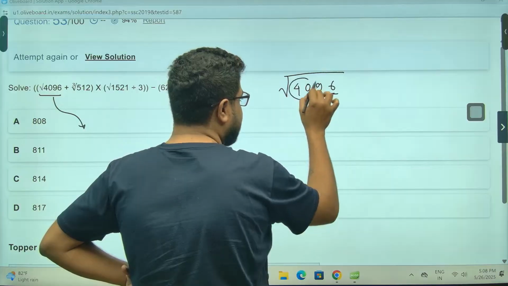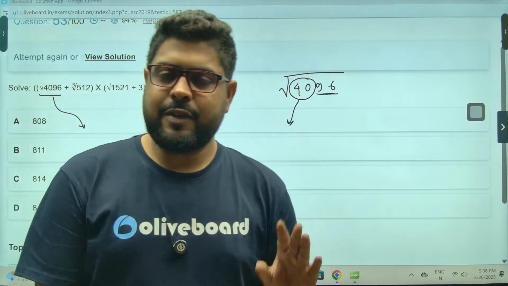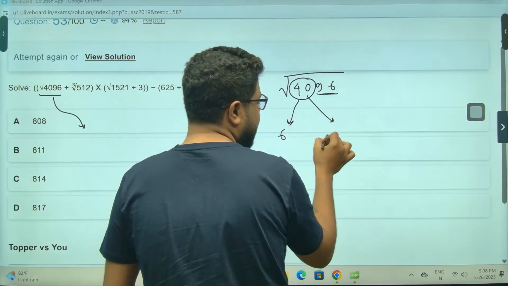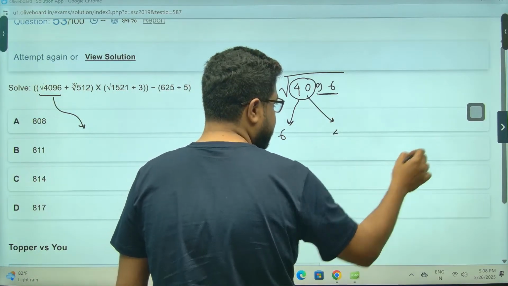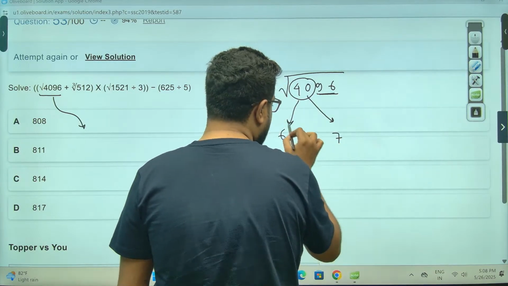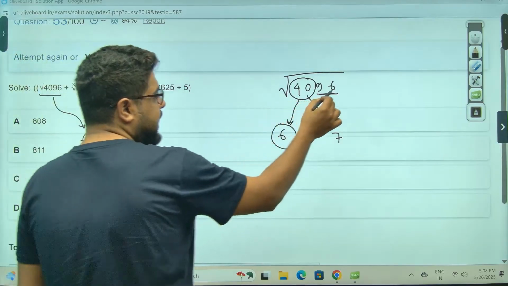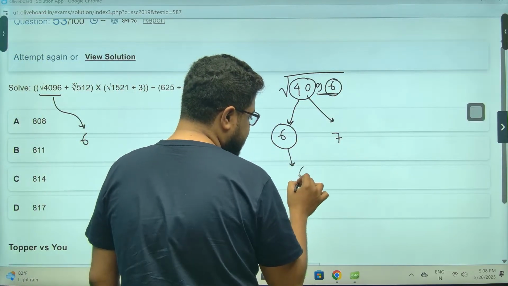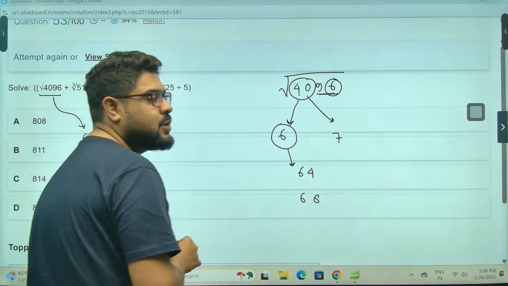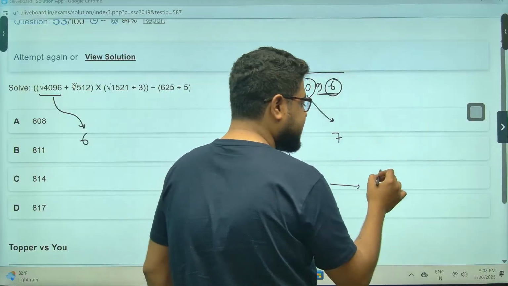Hatao. 40 is in between the squares of which two numbers? 40 is in between the squares of 6 and 7, right? 6 square and 7 square is 49. Always take the smaller number, like 6. Now it is ending in 4, which means my answer can be 64. But again, it can be 66 as well. So how to segregate? For that, you see the middle number of the 60s is 65.